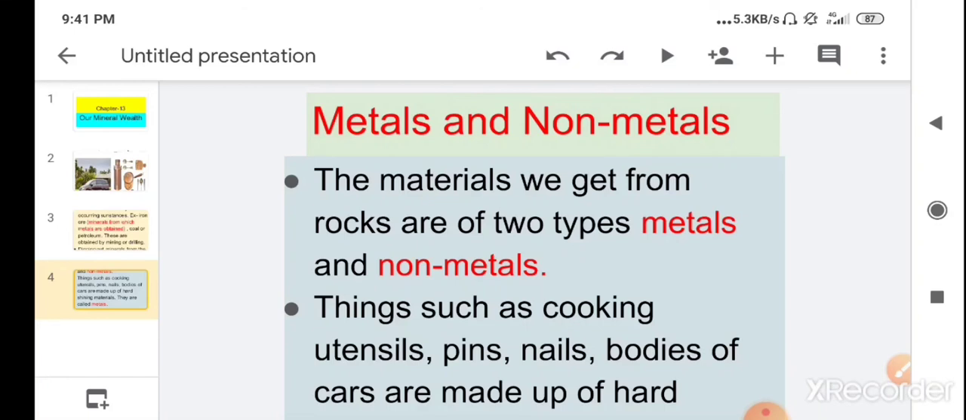So children, today you have learned about the two different types of rocks, metals and non-metals, by which different objects are made, and you use those objects in your daily life. For today your homework is to find out the names of objects which are made by different metals and non-metals.